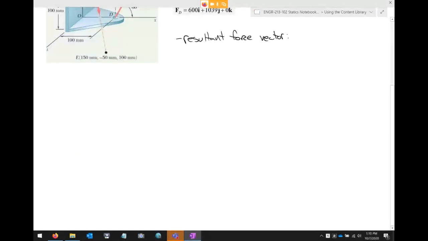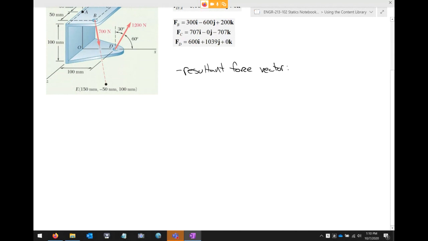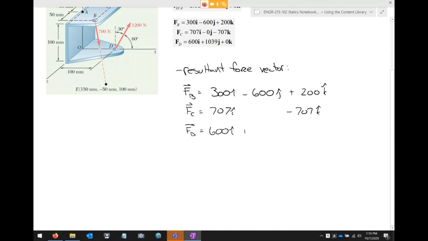Okay. So the resultant force vector, if you've got the force vectors written out right here, I don't think you really need to do anything fancy with a calculator, because you can just say that you have FB is 300i minus 600j plus 200k, and then your FC is 707i, and then just go ahead and put the 707k right here, and then the FD is 600i, and this ends up being like 1039j, and there's no k component. You could just add these components directly.